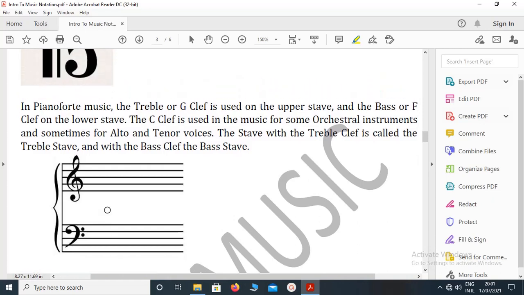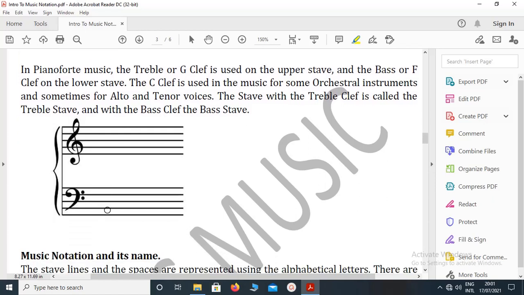Now, in the pianoforte, the treble clef, or the G clef, is used on the upper stave, and then the bass or F clef on the lower stave. The C clef is used in music for some orchestral instruments and sometimes for alto and tenor voices. That's where it can be commonly used, more especially in the instrumental area than the voices. The stave with the treble clef is called the treble stave, whereas a stave with the bass clef is called a bass stave.